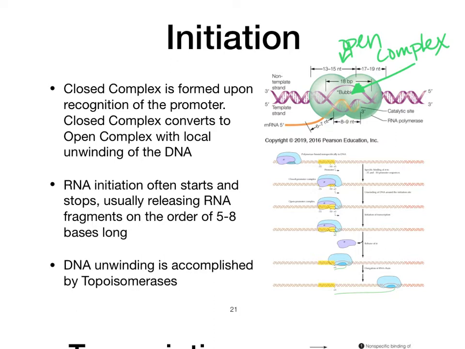The initiation starts and stops, usually releasing a small RNA fragment. You can think about this kind of like a stutter. It starts and then it's like, I'm not quite ready for that. And then it'll do this over and over again. It releases RNA fragments on the order of 5 to 8 bases. Those then are frankly degraded and depart. The DNA unwinding is still completed by a topoisomerase. Topoisomerases unwind and relieve the torsional strain.